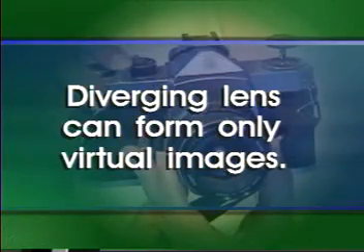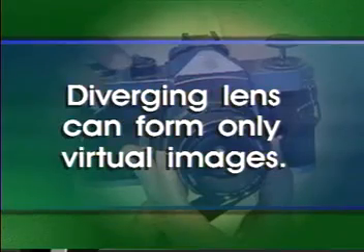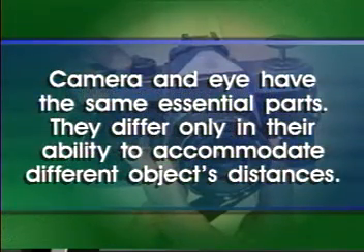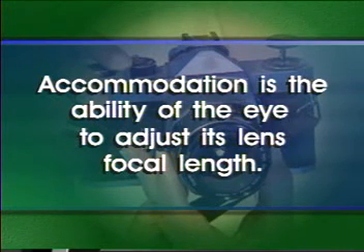Diverging lenses can form only virtual images. The camera and the eye have the same essential parts. They differ only in their ability to accommodate different object distances. Accommodation is the ability of the eye to adjust its lens focal length.